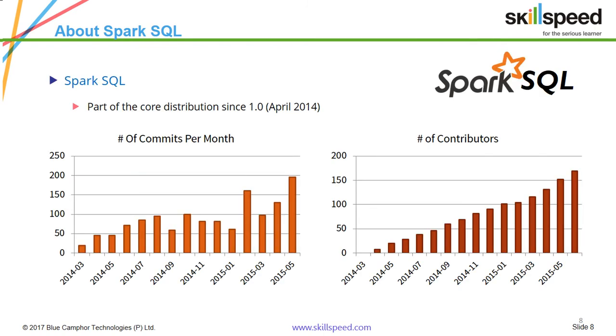So here you can see a small graph which basically shows you the number of commits per month for the SparkSQL project and the number of contributors. And as you can see, the graph is from March 2014 till mid of 2015, and you can see a consistent rise in the graph, which means SparkSQL has become one of the most active sub-projects within the Spark community. And we have been seeing an increase in the number of commits and contributors as of now.